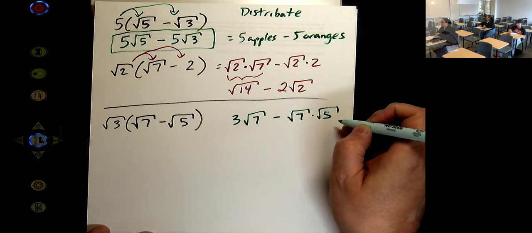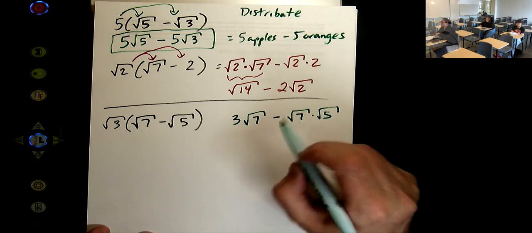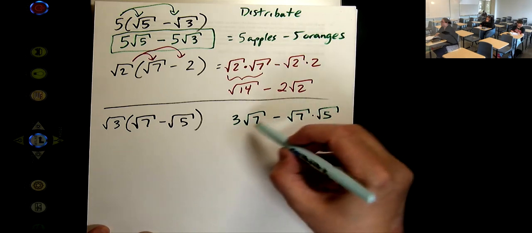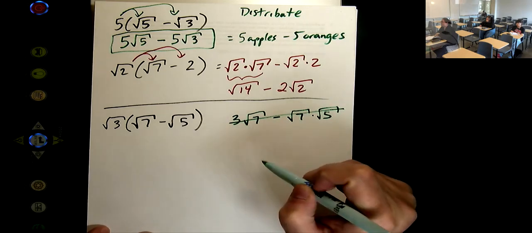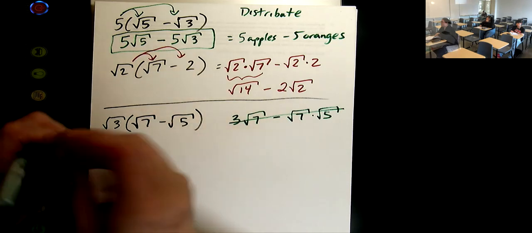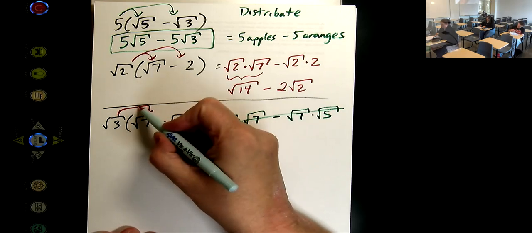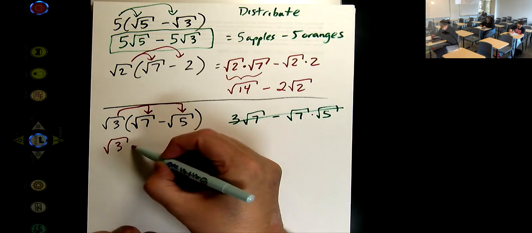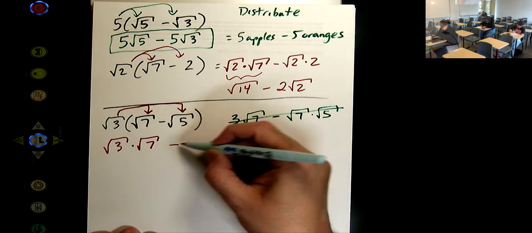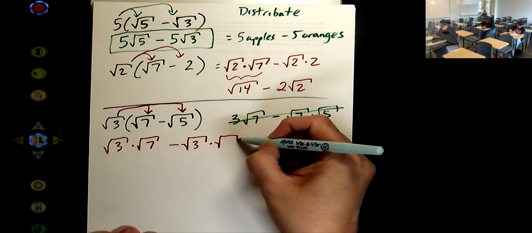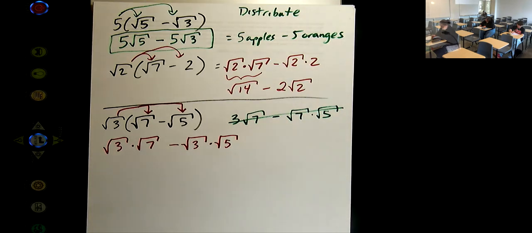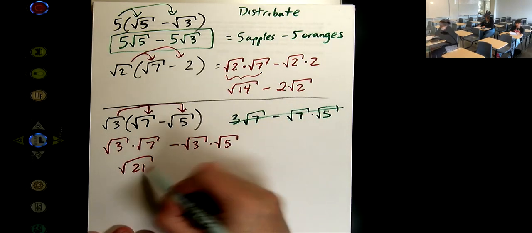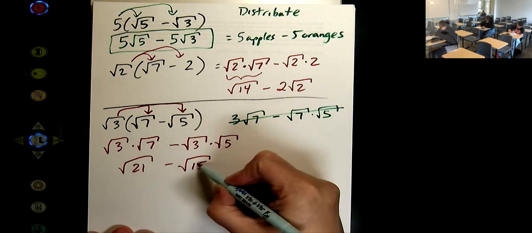Close. Close. So there are sets of multiplication here. That ends up being wrong, but it's close. We're gonna take the square root of 3 and multiply it by the square root of 7. You're literally taking it and multiplying it by each thing inside. Now we can multiply the 3 and the 7, we get square root of 21. We can multiply the 3 and the 5 and we get square root of 15. And that's as good as it gets.